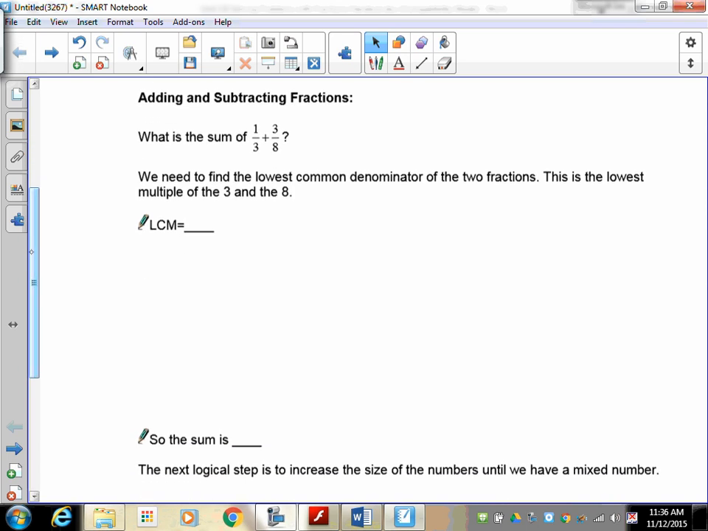So, adding and subtracting fractions. The first thing we're going to do is start with simple fractions: 1 over 3 plus 3 over 8. To do this, the first thing you need to do is find the lowest common denominator of the two fractions. This is the lowest common multiple of 3 and 8.